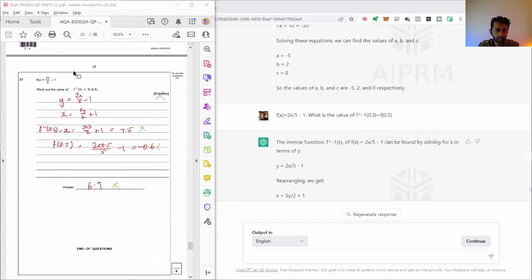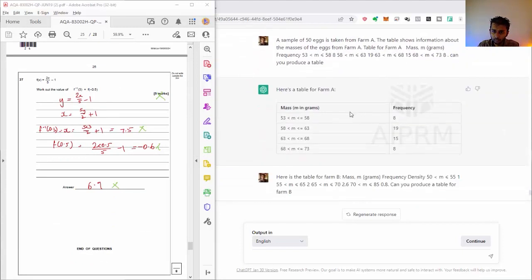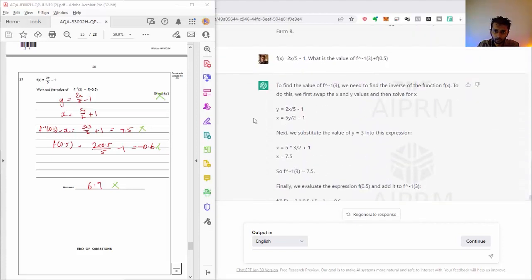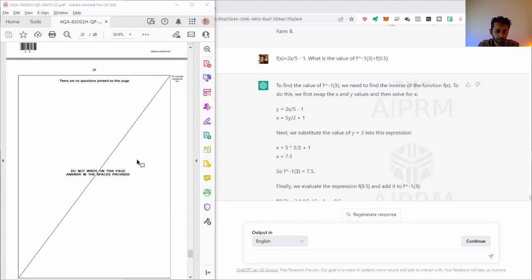Number 27, I asked it to work out the value of this. Initially I typed it in wrong, so then I went in and typed it in again over here. So it tried to do some rearranging, but it's actually done the rearranging incorrectly. So there were no marks for that bit there, and then that bit there was also done incorrectly because that times that divided by 5 take away 1 is not minus 0.6. So there were no marks on this one, so we lost 5 marks on this question. And that was the final question.